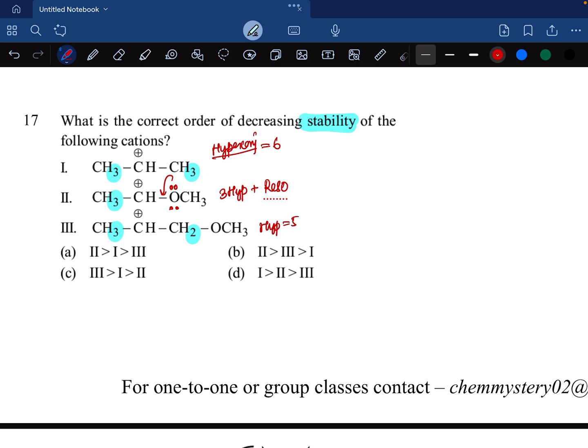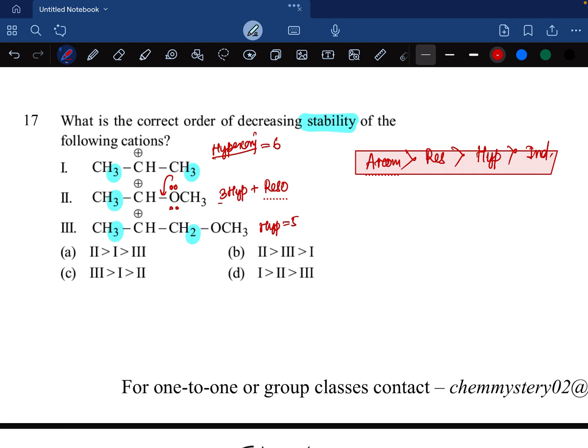Right? If I have to see priority, I'll give more importance first to aromaticity. Then I'll give importance to resonance. Then I'll give importance to hyperconjugation. And then I'll give importance to the inductive effect. So this is my criteria of choosing which of the following conditions gets priority. Aromaticity first, then resonance, then hyperconjugation, and then the inductive effect.